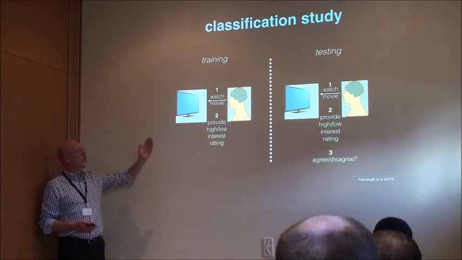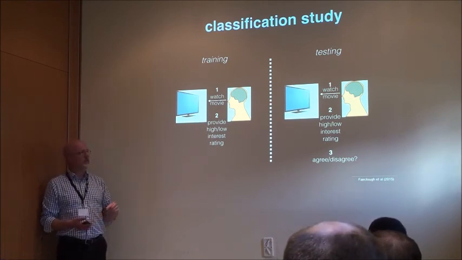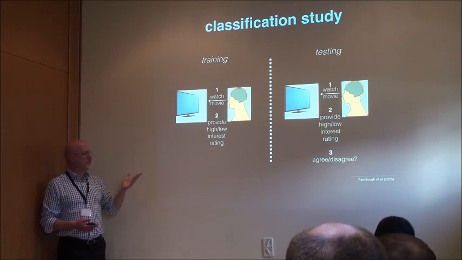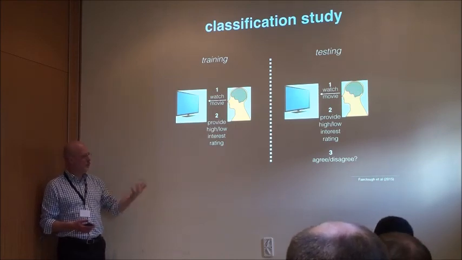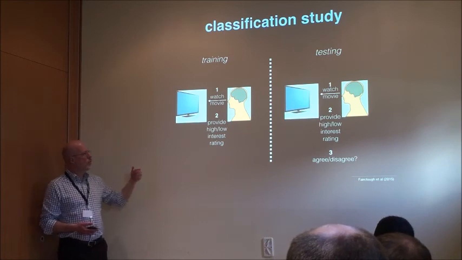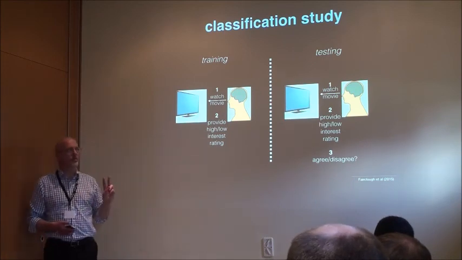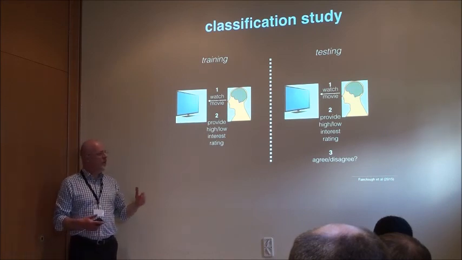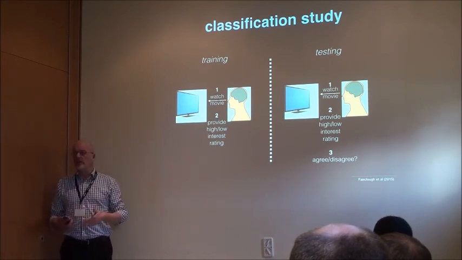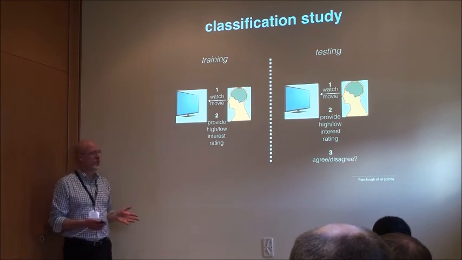So in the training phase, the person watches a movie and they say, this is high or low for me, and they give a subjective rating. Now, once we had 2 examples of a high interest movie clip and 2 examples of a low interest movie clip, we then generated a machine learning algorithm, a support vector machine, to be precise.